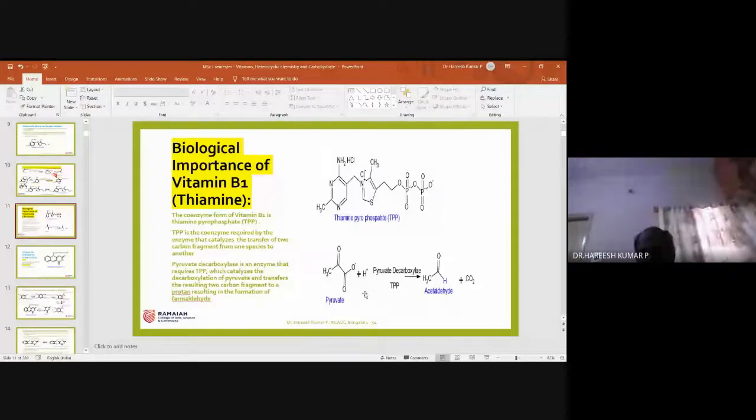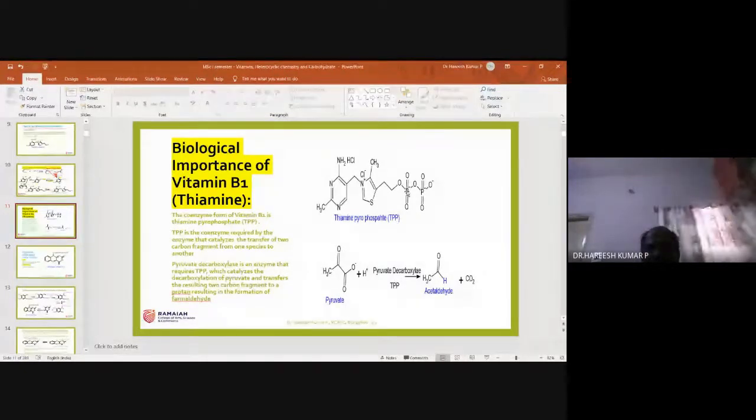So what is happening here? What is the name of this compound? This is pyruvate. How is pyruvate obtained? Pyruvate is the end product of the carbohydrate cycle. So in the presence of pyruvate decarboxylase, which is an enzyme, that enzyme catalyzes with the help of a coenzyme. The coenzyme is TPP. TPP means thiamine pyrophosphate.